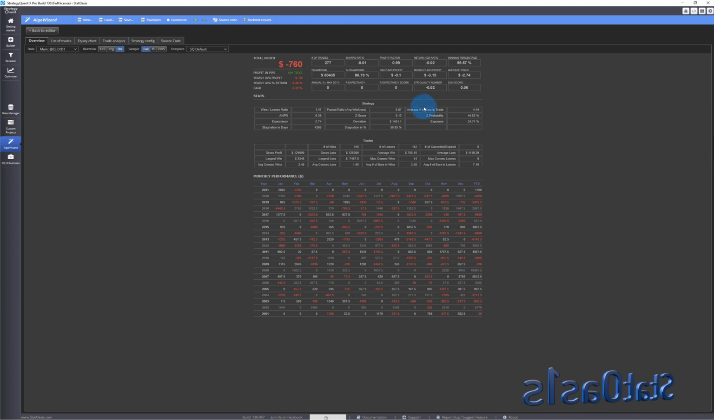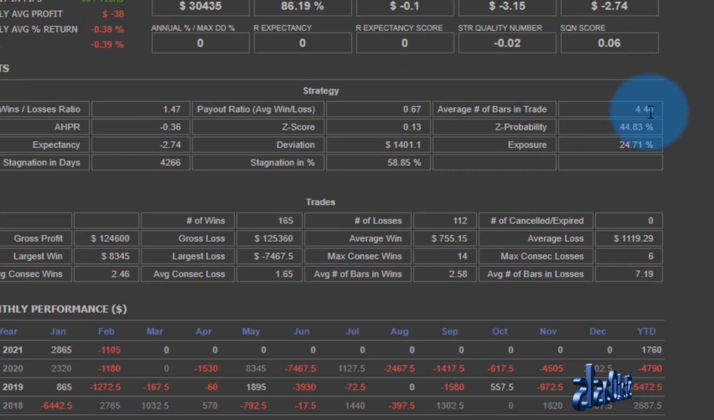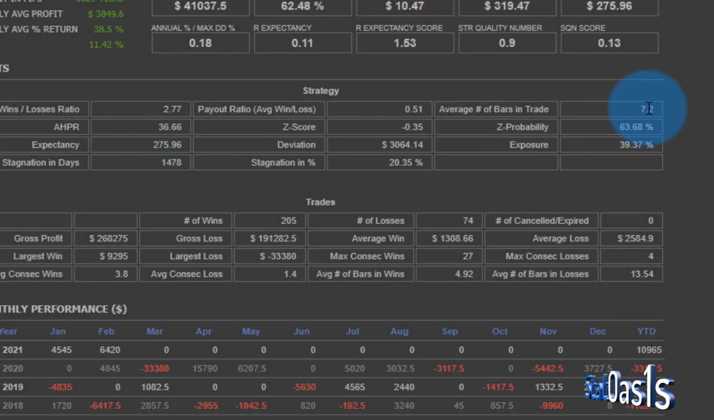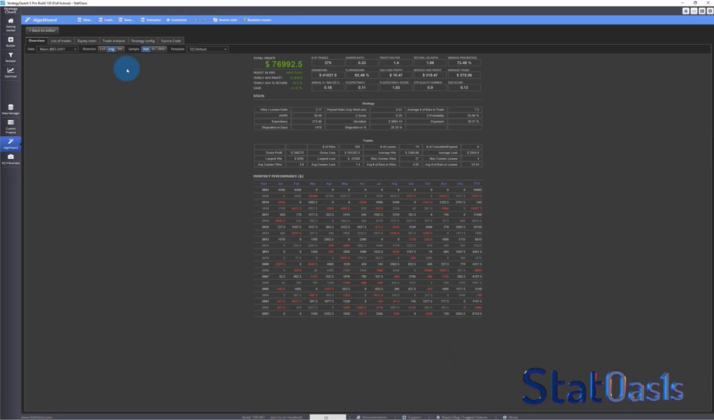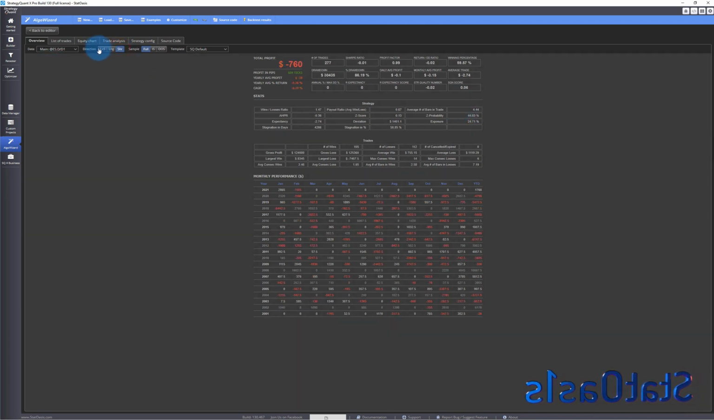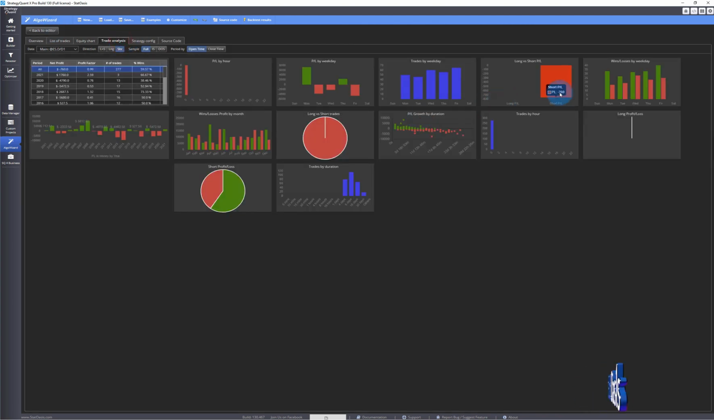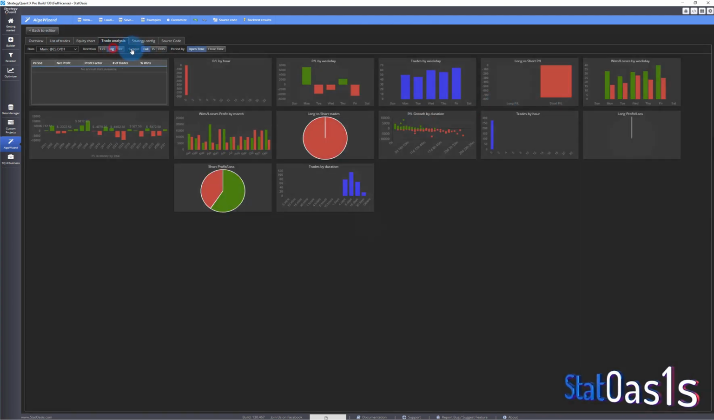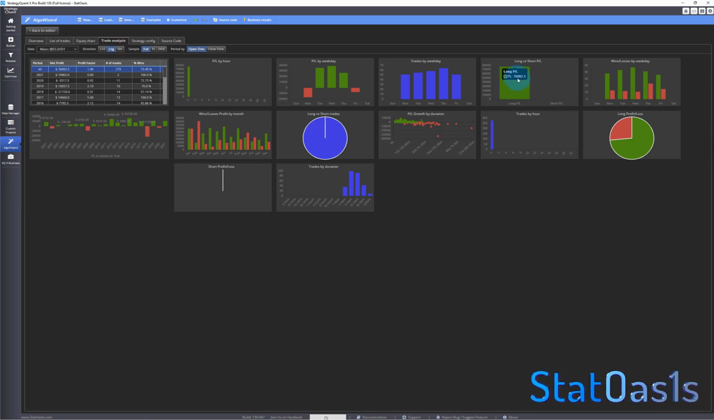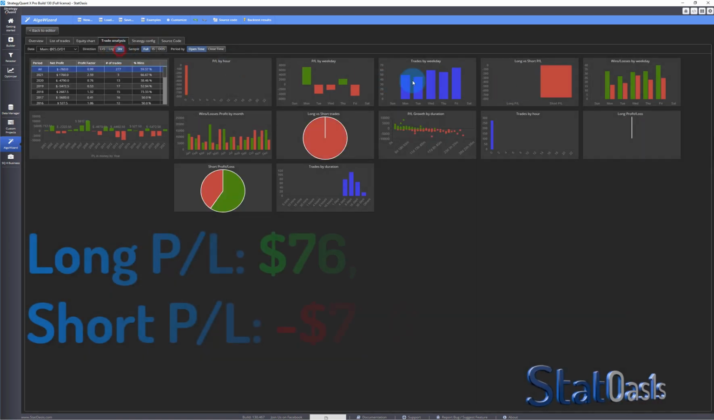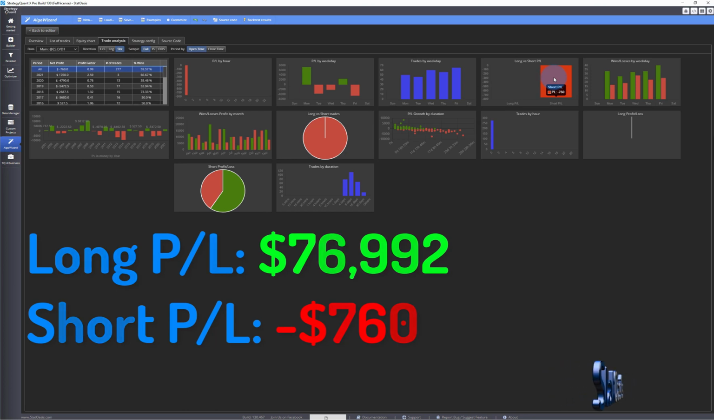you can see here that the short side, the average bars is 4.44, but the long side is 7.2. So that's what I'm saying, because you need to be very fast on the short side on indexes and most of the commodities. And on the long side, it doesn't matter. So that's why we see the difference here. But the main thing I want to show you is the short side is losing money, and of course the long side is making money. It's making about 77,000, and this one is losing less than $1,000.